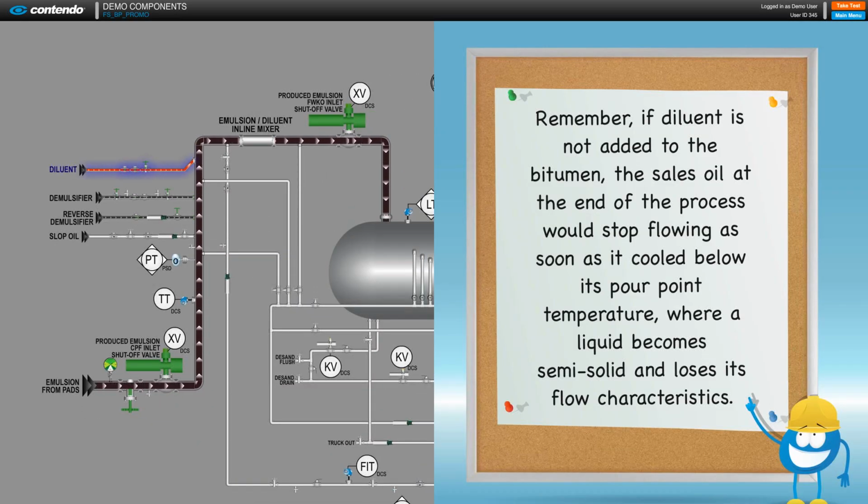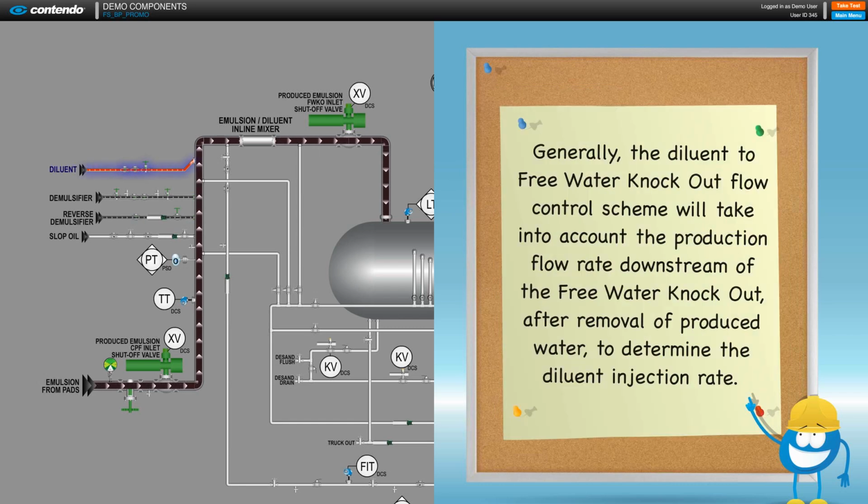Remember, if diluent is not added to the bitumen, the sales oil at the end of the process would stop flowing as soon as it's cooled below its pour point temperature, where a liquid becomes semi-solid and loses its flow characteristics. Generally, the diluent to free water knockout flow control scheme will take into account the production flow rate downstream of the free water knockout after removal of produced water to determine the diluent injection rate.